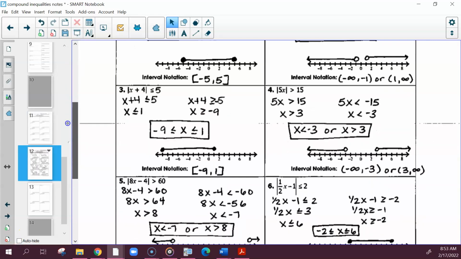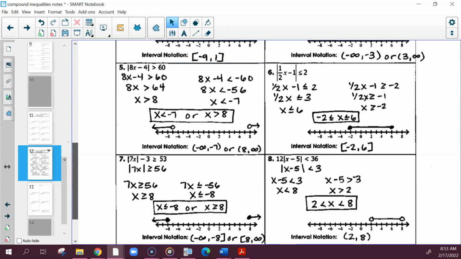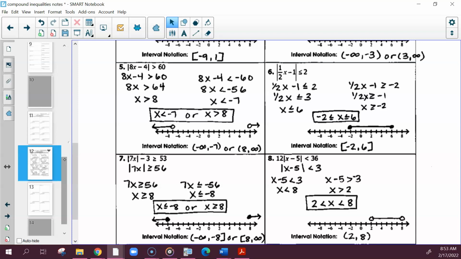So for number 6, this was already isolated. So as you start solving it, less than is an and. Make sure you set it up both ways. Whatever it is stays the same, and then the opposite, change the sign, change the number to a negative. It's not showing every single step, but add 1 to both sides, multiply by 2 to both sides, or divide by 1/2, either or.